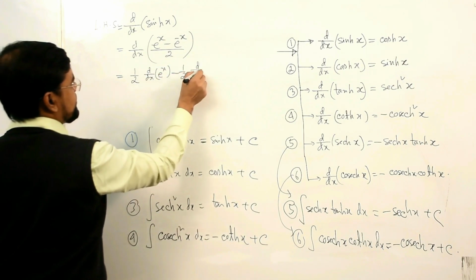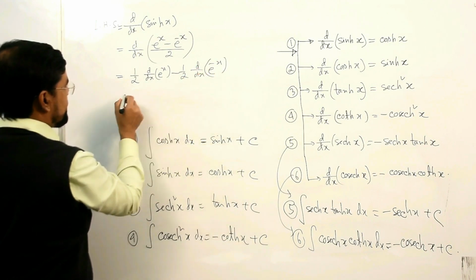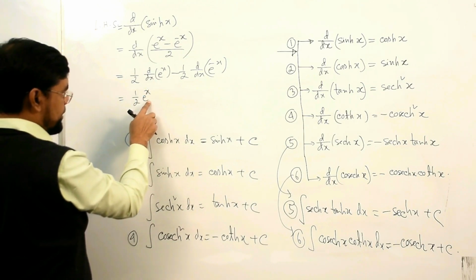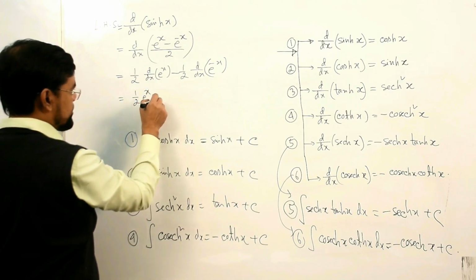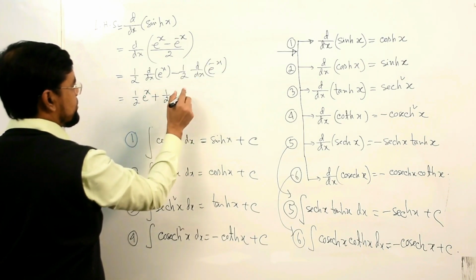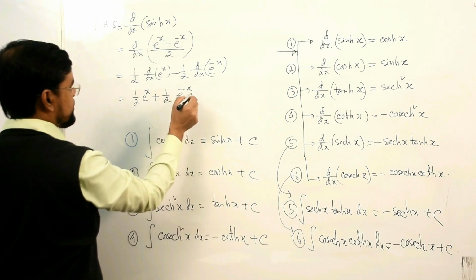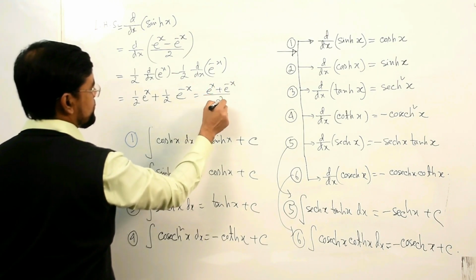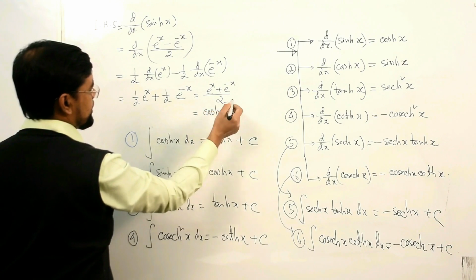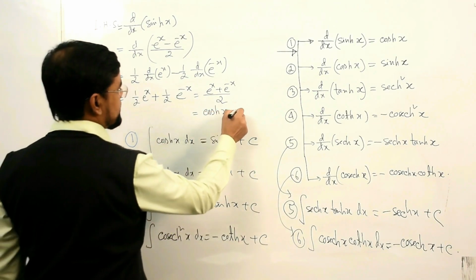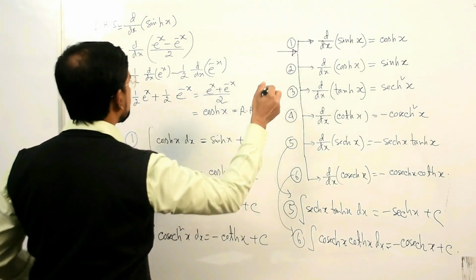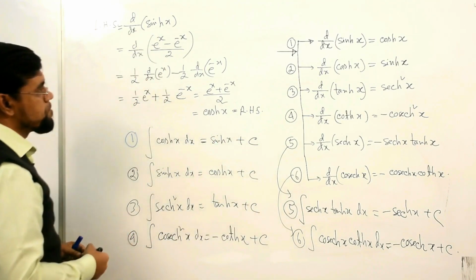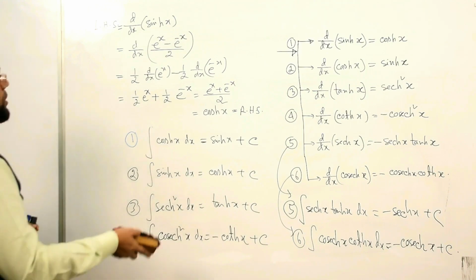minus half the derivative of e to the power negative x, which is equal to half e to the power x, since the derivative of e to the power x equals e to the power x, and this minus will be plus because the derivative of e to the power negative x equals negative e to the power minus x. This is equal to e to the power x plus e to the power minus x by 2, which is equal to cos hyperbolic x by definition. And this is the right hand side of formula 1. So you see the derivative of sine hyperbolic x equals cosine hyperbolic x, and similarly you can prove formula 2.